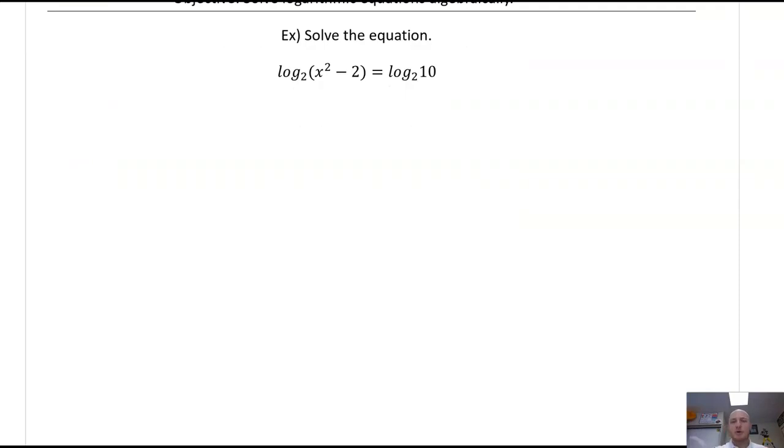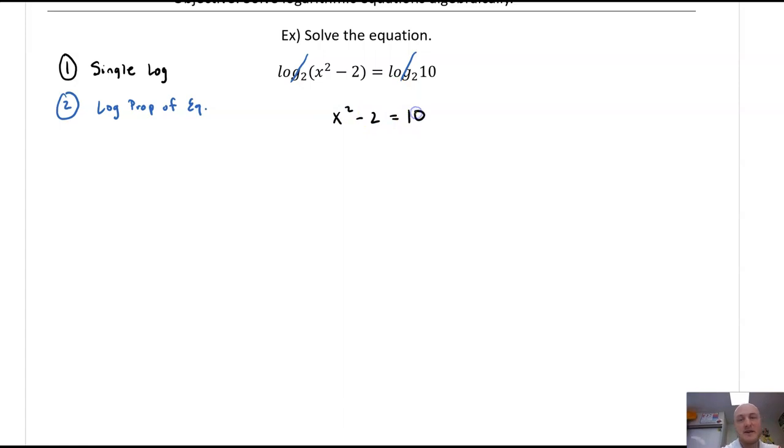Here's a second example. We have log base 2 of x squared minus 2 is equal to log base 2 of 10. So I want to solve this. Note, step 1, having a single logarithm on each side is already done. I have log base 2 of x squared minus 2 equals log base 2 of 10. So I can go straight to step 2, which is the logarithmic property of equality, which just says, hey, I can cancel these. So we get x squared minus 2 is equal to 10.